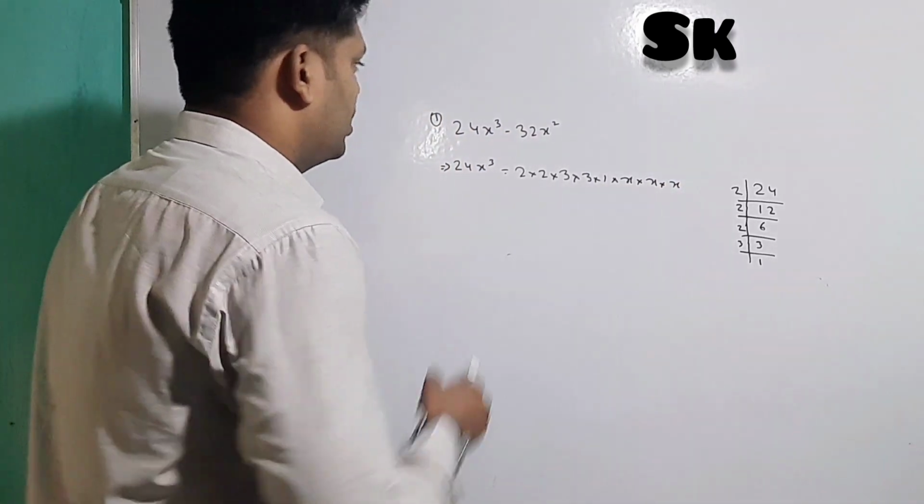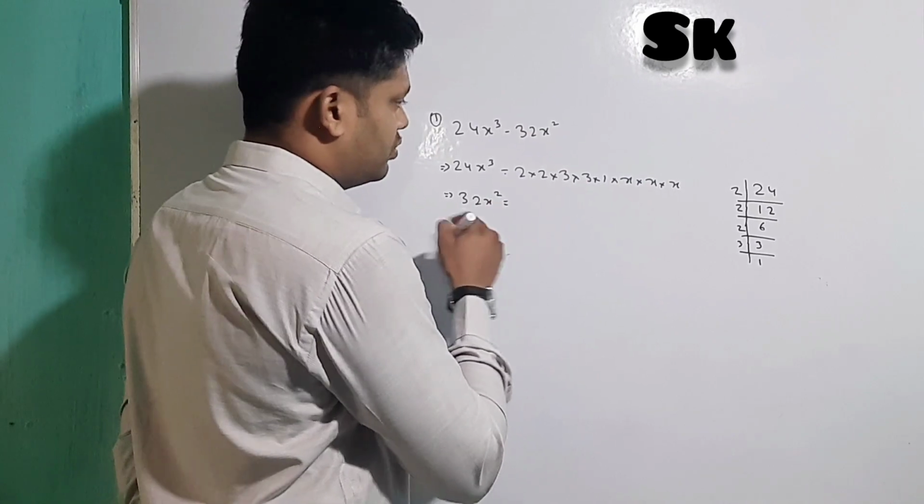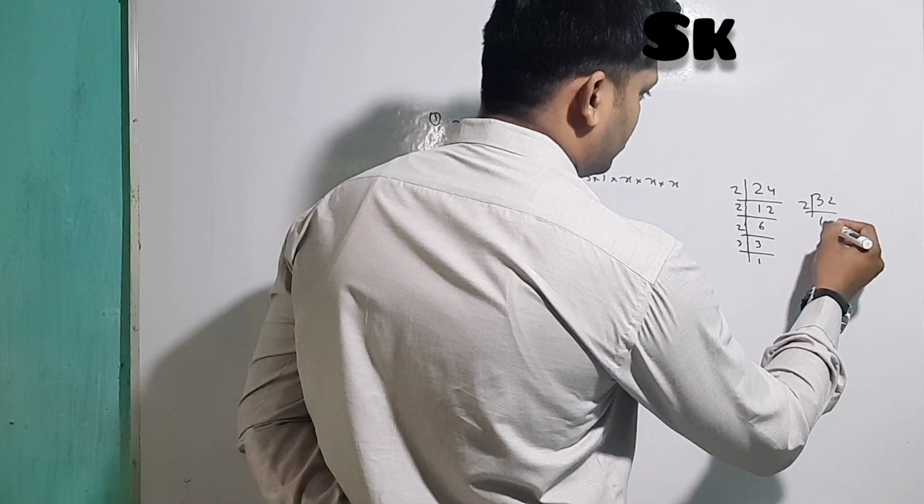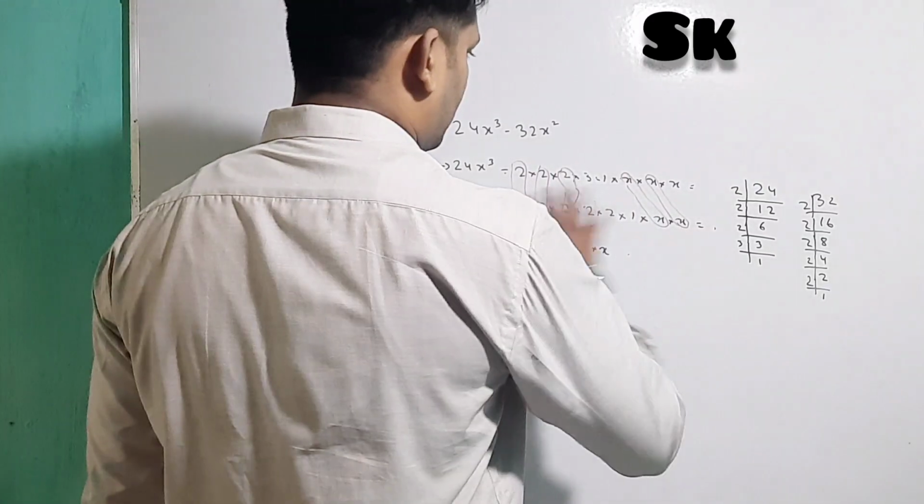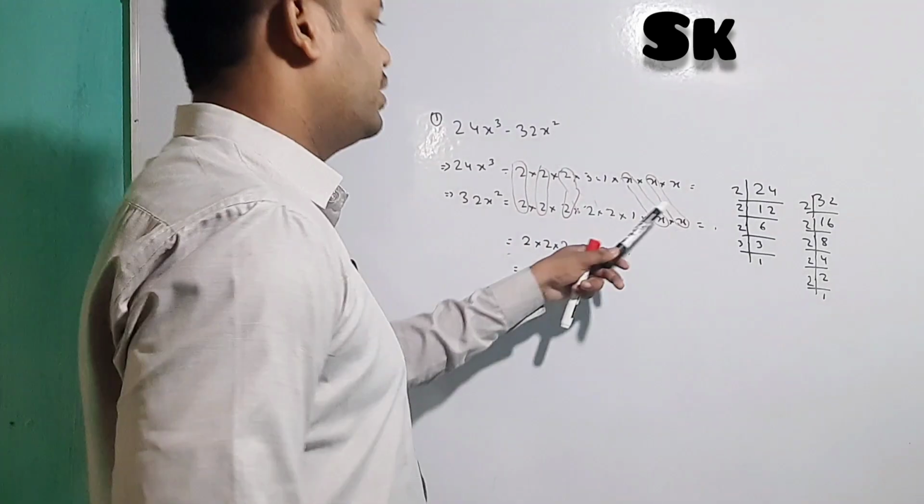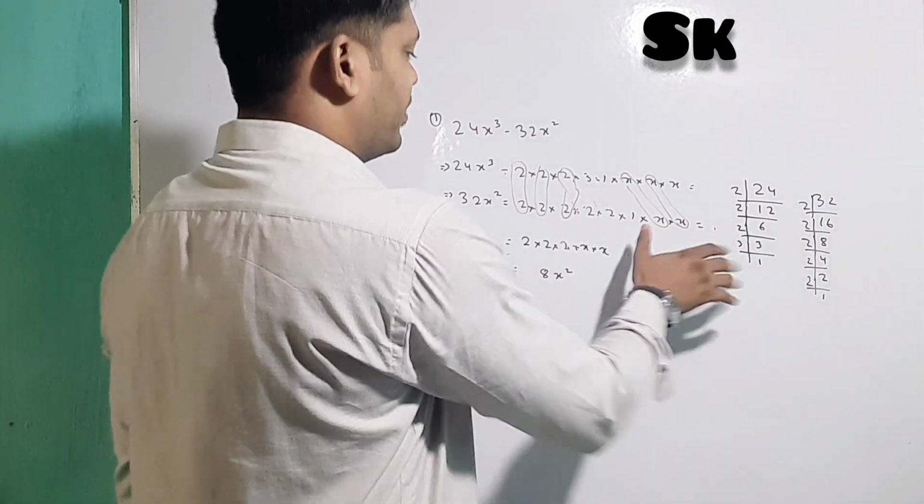Now 32x square. Instead of 32 I have to do the prime factorization of 32 also. So these are the things which we did and we have taken the common. I have taken out the prime factorization, I have kept this one also prime, I have kept it.